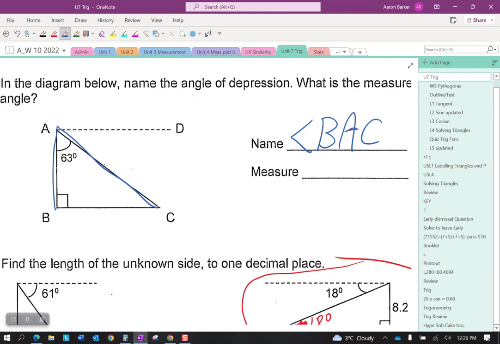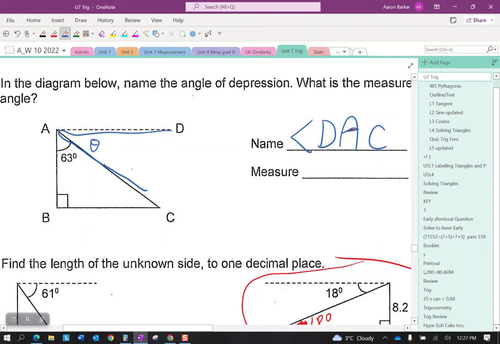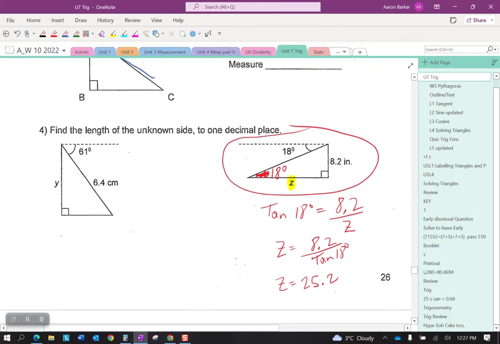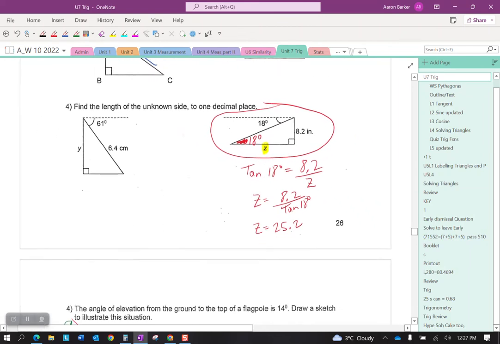And so what's the measure of the angle of depression? You'd have to do a subtraction. Oh, sorry, I'm screwing this up. Delete, delete, delete. Okay. The angle of depression is here. So its name is DAC. In order to get its measure, you would have to do a subtraction. 90 minus. Okay, here, find the unknown lengths. So you have to decide what you want to do, triangles or subtraction.